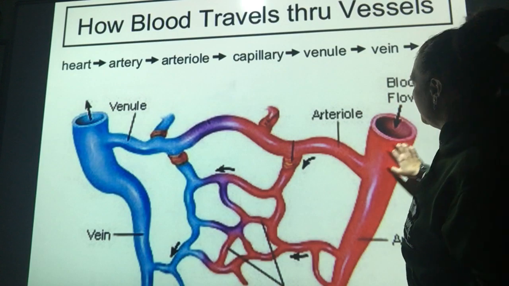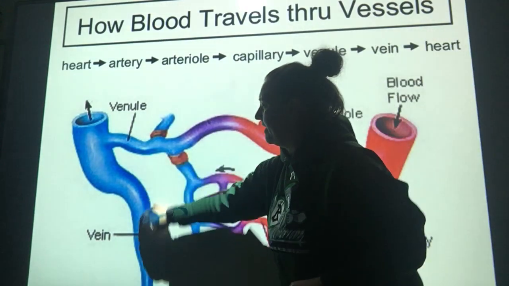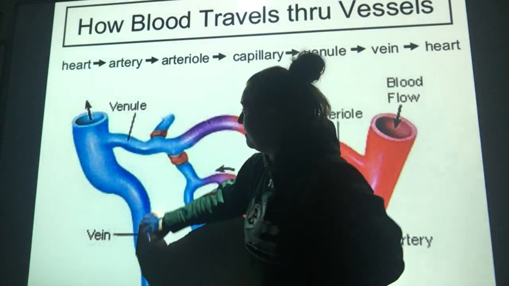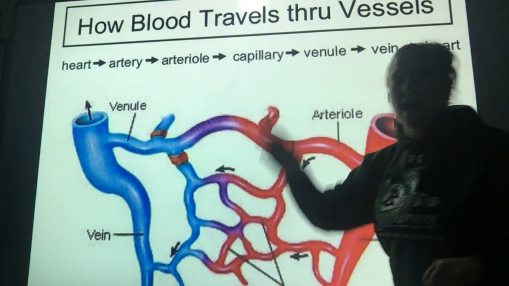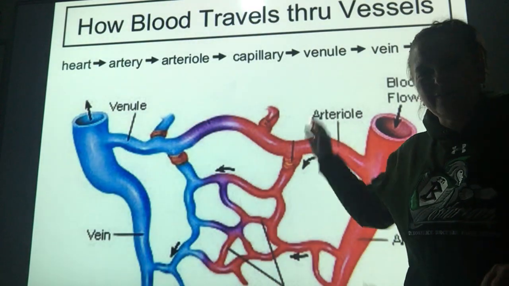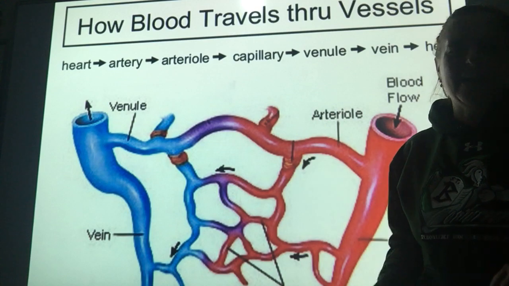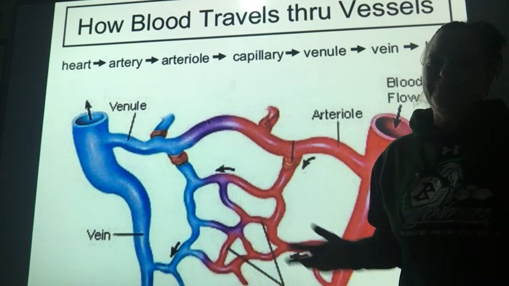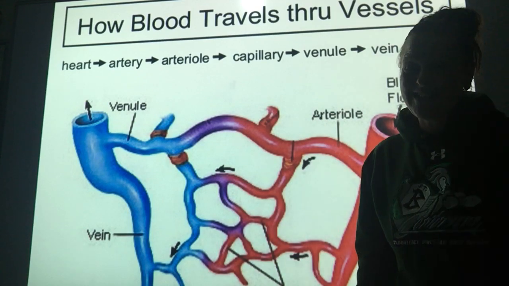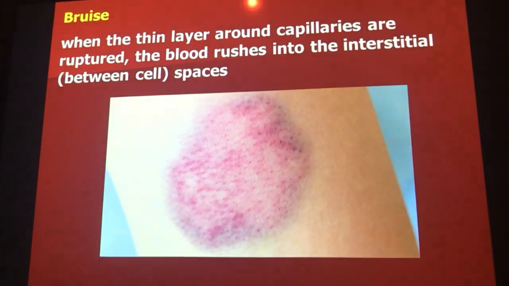So our arteries, arterioles, capillaries, venules, veins. And then once the vein brings the blood back to the heart, it just happens over and over again. Those same 5 liters of blood just keep circulating throughout your body, constantly, to every single cell in your body. My word of the unit: fascinating. It really, really is fascinating.